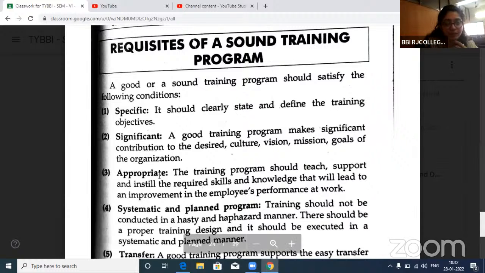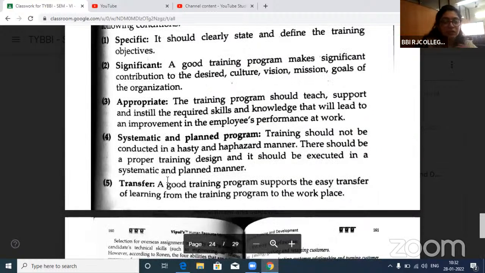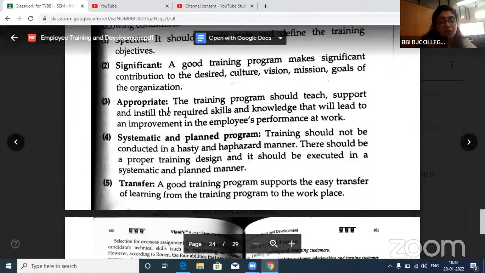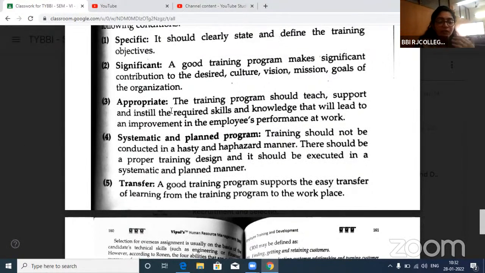Next, appropriate. Appropriate means it should be full of skills, full of knowledge, full of improvement, which should be seen in employees' behavior. Okay.